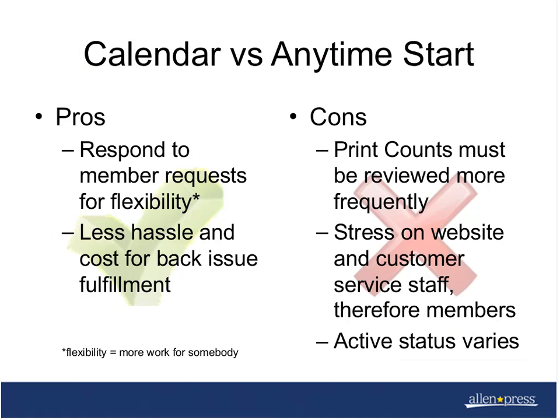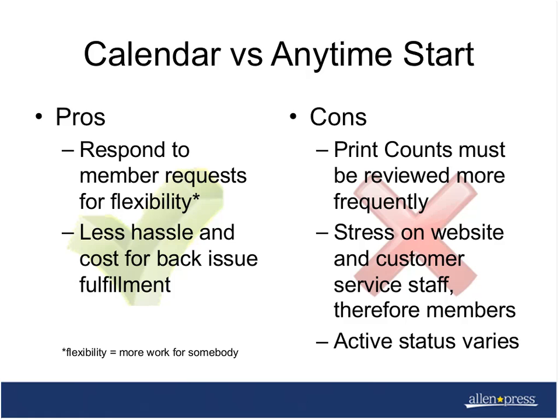If you are managing your organization's membership, it is good to understand the difference in the calendar year versus anytime start model. Calendar year memberships run from January 1 through December 31. Anytime start memberships vary greatly, from the first day of the quarter or month to any particular day. Two frequent reasons that organizations switch from a calendar year to an anytime start model are, one, to respond to member requests for flexibility, or two, to reduce the hassle and expense tied to back issue fulfillment.